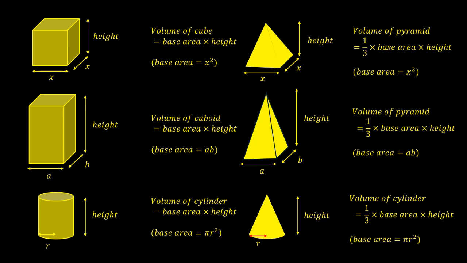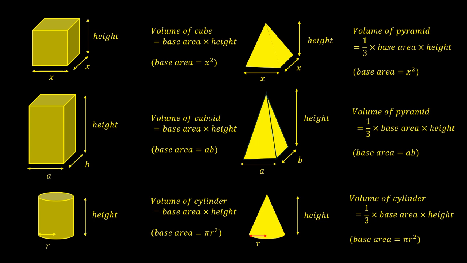Do you see the pattern? Whether it's a cube, a rectangular prism, a cylinder, a pyramid, or a cone, all of these shapes, some of which are prisms, and some of which are not, share a common connection with the volume formula for prisms.